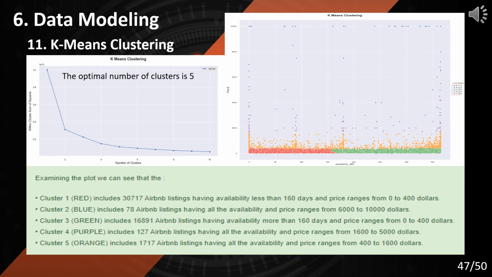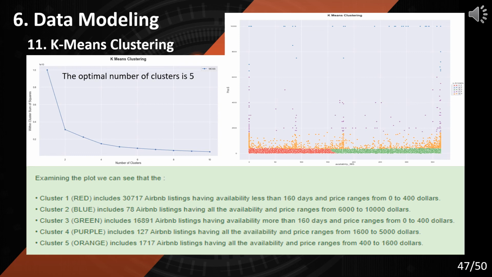Examining the plot, we can see that cluster 1, the red one, includes 30,717 Airbnb listings having availability less than 160 days and price ranging from $0 to $400. Cluster 2, the blue one, includes 78 Airbnb listings having all the availability and price ranging from $6,000 to $10,000. Cluster 3, the green one, includes 16,891 Airbnb listings having availability more than 160 days and price ranging from $0 to $400.